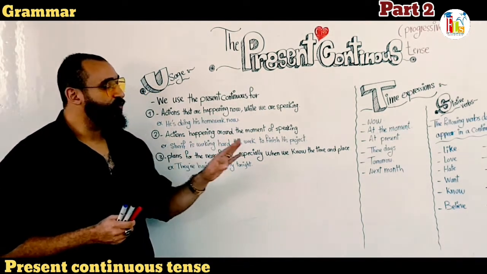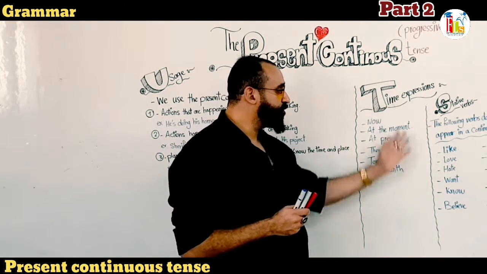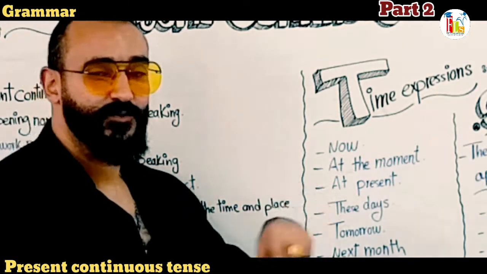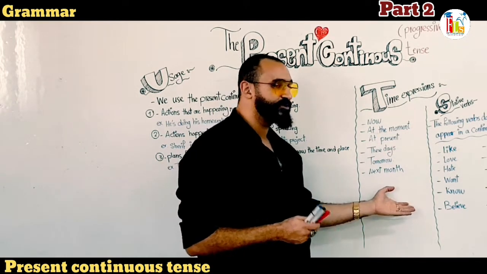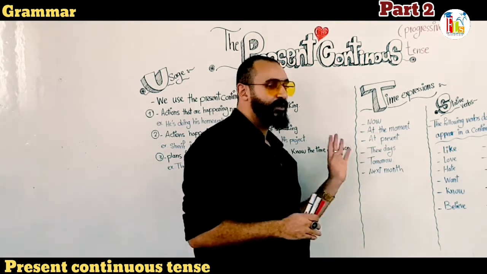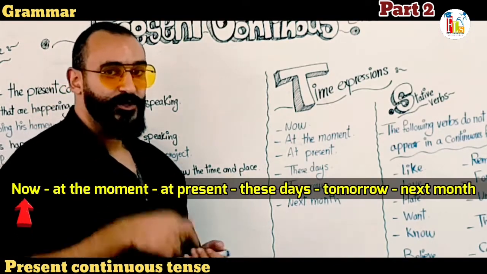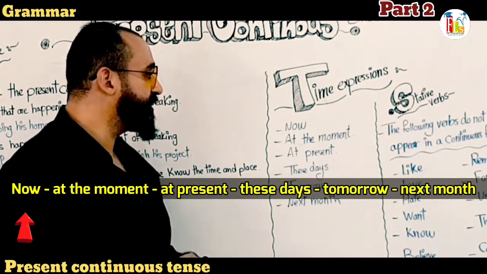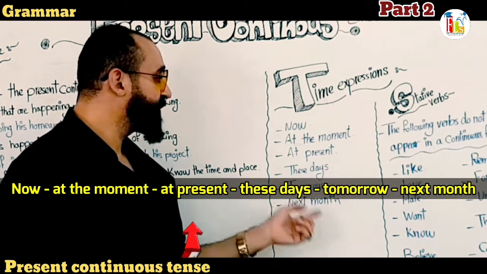Great. Let's go to a very important part, which I mean is the most important part in our session, because we will talk about the time expressions. What's the meaning of time expressions? Whenever I see one of those expressions, I know that we are talking about the present continuous tense. The first one is now, which I'm using to describe something happening at the moment or the time of speaking. At the moment, at present, these days.